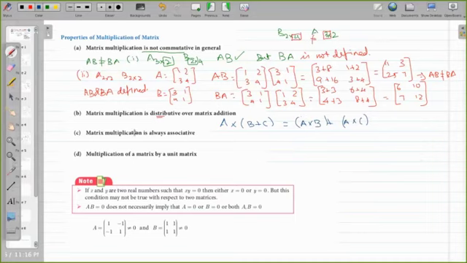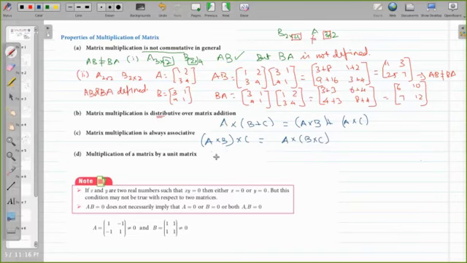The next, it is associative. They are telling matrix multiplication is associative, always associative. See, children, A into B into C is nothing but A into B into C. Is it clear? So this is how. This is actually true for all the cases. You can substitute and check.